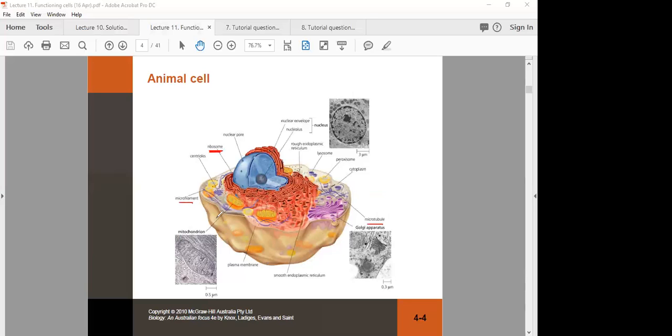All right, all cells are enclosed in this biological membrane, and this is referred to as the plasma membrane. So every living cell is surrounded by a plasma membrane, regardless of whether it's prokaryotic or eukaryotic.